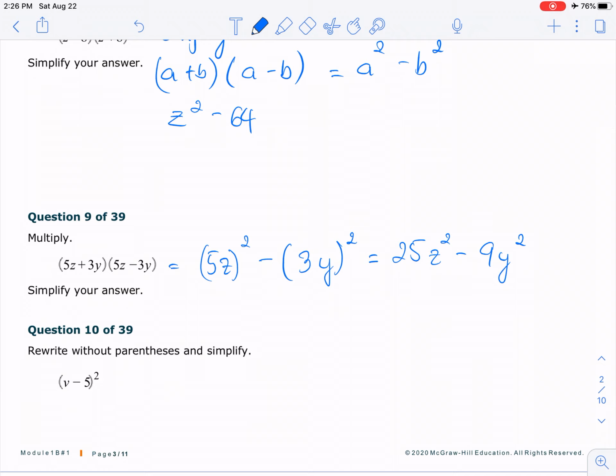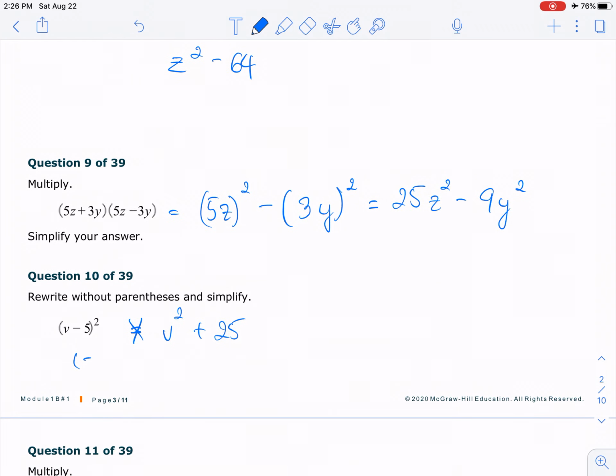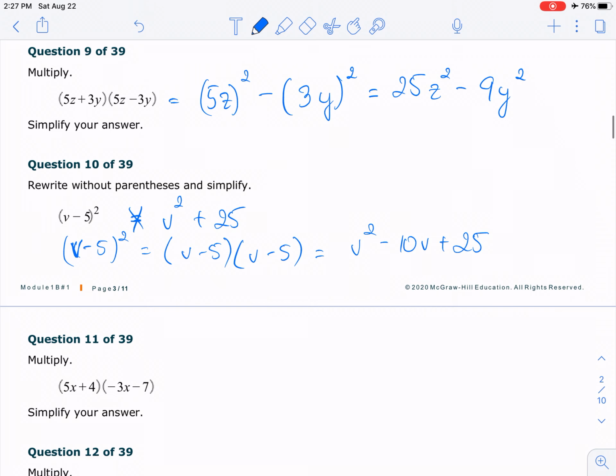For number 10, the reason I want to go over this example is because a lot of people make the mistake and just write down v squared plus 25. This is wrong. So make sure for v minus 5 squared, that means you have v minus 5 times v minus 5. And then we ended up with v squared minus 10v plus 25. You can memorize this special product, or you can just simply FOIL. I would just FOIL. Okay.